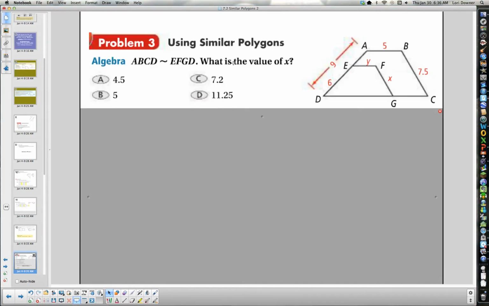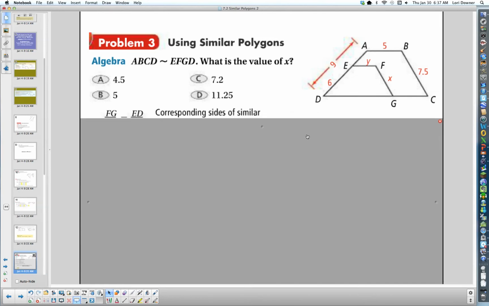Using similar polygons, we have that they are both similar. What is the value of x? So if I'm trying to solve for x, I know that I can set this up as x is to 7.5, but I have a variable y here. So you don't want to use EF, you want to use what you know. So let's use DE is to DA.